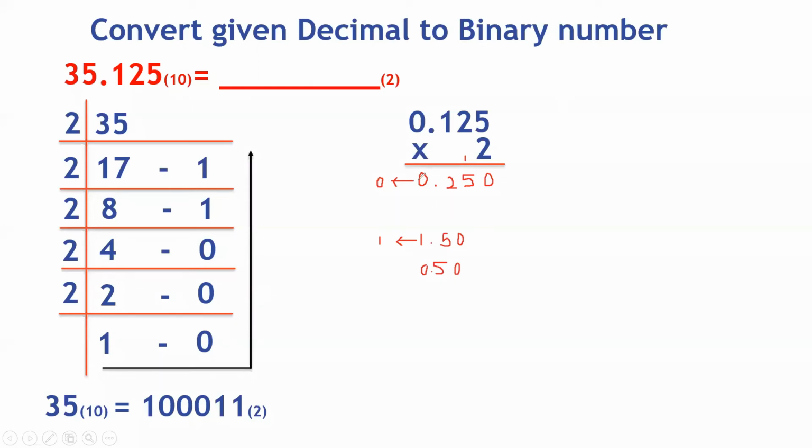If 0 is there, we keep that 0 here. If 1 is there, we keep that 1 here. But what will be left out when 1 is kept outside? 0.50 will be left out. So this is the process. We should go on multiplying till the desired decimal points, or until you get a complete 0. Till that time you are supposed to multiply. Now let us see how this needs to be done.